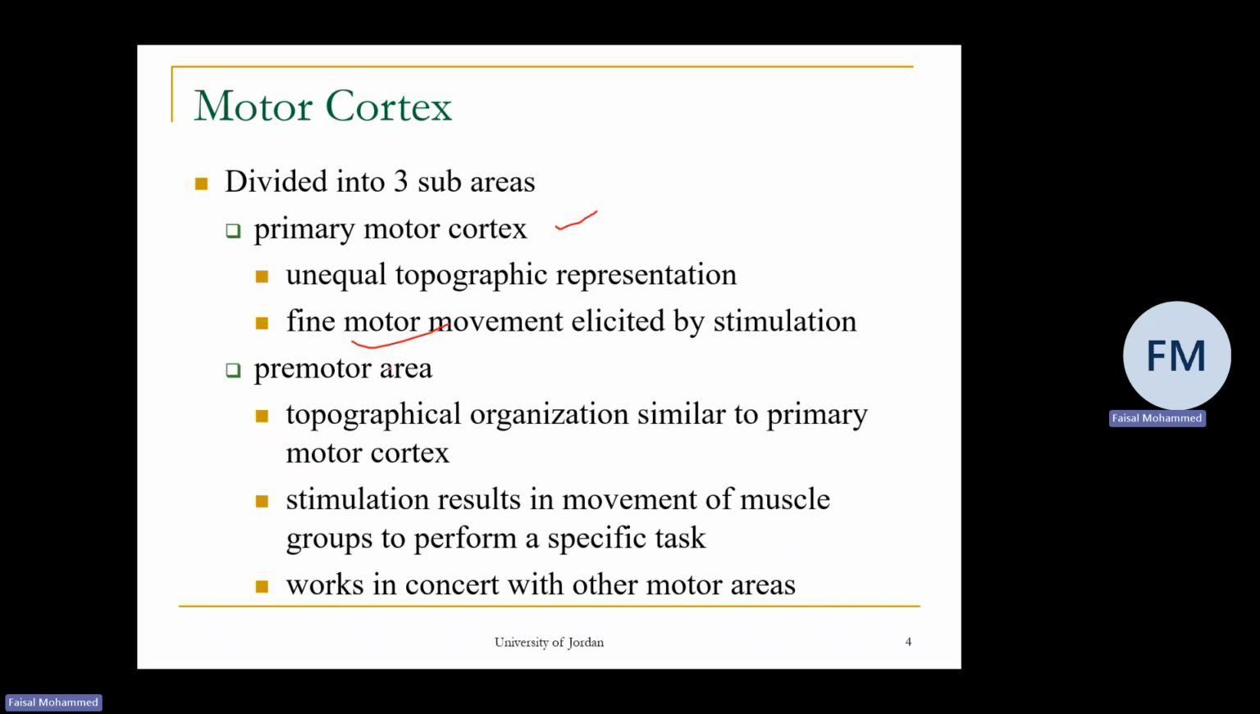Then we have the premotor area, which is in front of the primary motor area, which is also topographically organized. As you remember, we said that any part of the motor system is topographically organized, any part of the basal ganglia, any part of the cerebellum. And when topographically organized, similar to the primary cortex, stimulation results in movement of muscle groups to perform purposeful movements. In the premotor area, we have programs for movement. If you stimulate this area, it will send the stimulus to different parts of the primary area to give us sequential contraction of different muscles and will give us a purposeful movement. It works, of course, in concert with other motor areas.